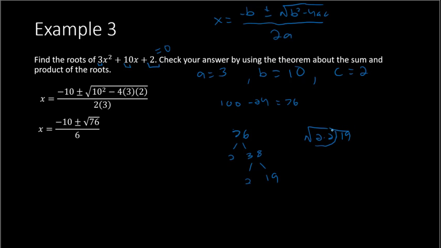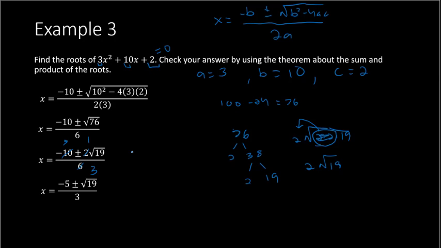And so what I can do is I can pull out a 2, because I have one group of 2's. I'm left with a 19 on the inside. So that square root of 76 can be simplified to be 2 times the square root of 19. And now this entire equation, we can simplify one step further, because we can divide every part by 2. This would be negative 5, this would be 1, this would be 3. So what we have is negative 5 plus or minus the square root of 19 all over 3.